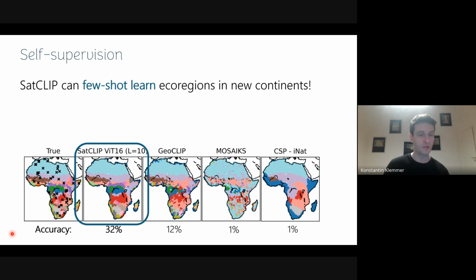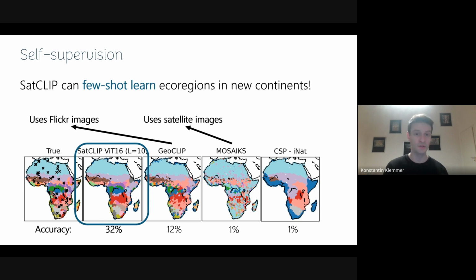So basically, we do a few-shot learning setting where we train on the rest of the world and predict on Africa. And it turns out that this task is quite difficult for a lot of these existing location encoders, but SatCLIP actually proves best at this. And it's important to note here that our competition doesn't necessarily use satellite images for their pre-training. So GeoCLIP, which was a model from NeurIPS last year, uses Flickr images, so social media images. Mosaics also uses satellite images, and then CSP uses iNaturalist images, which are animal species.